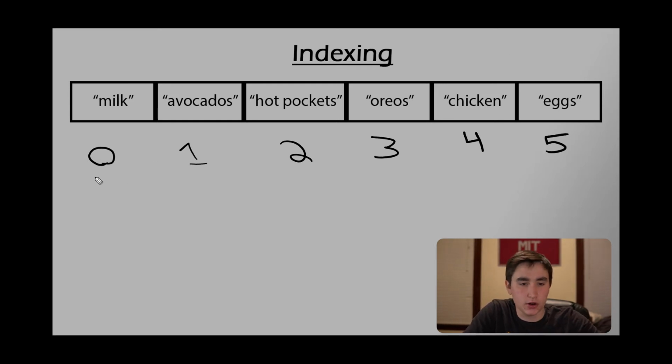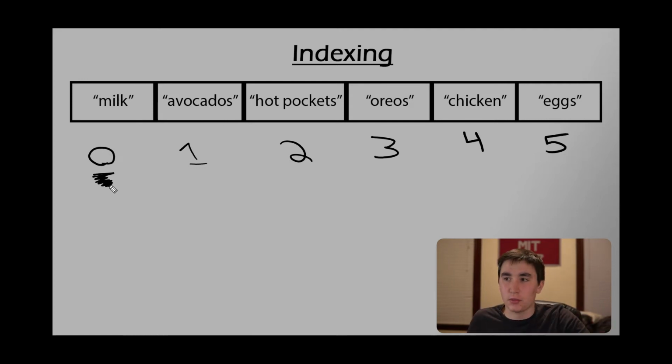And the key thing to note here is that it starts at 0. It does not start at 1. So even though you might intuitively say, oh, milk is the first element, in Python and a lot of the other popular programming languages, the elements start at 0. So 0 is the first index.